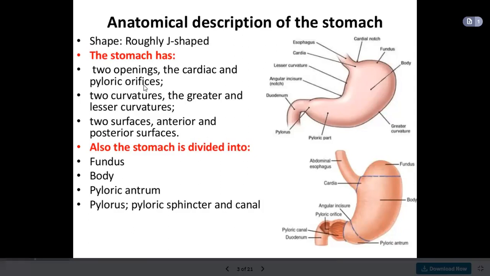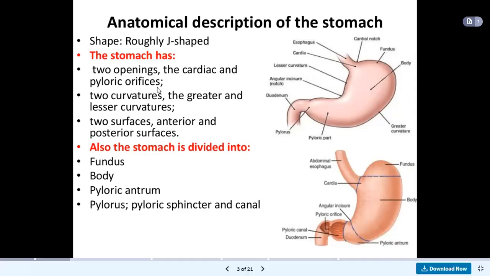So the second orifice is called the pyloric orifice. The pyloric orifice is down here. This part of the stomach is called the pylorus, or the pyloric part. There's a connection between the pylorus and the duodenum, so there's an opening that connects both of them, and that opening is called the pyloric orifice. So the cardiac orifice connects the stomach with the esophagus, while the pyloric orifice connects the stomach with the duodenum, which is the first part of the small intestine.